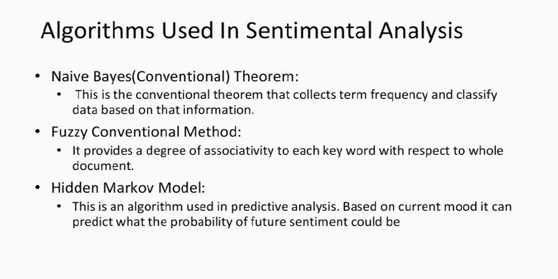The next one is the hidden Markov model. This is an algorithm used in predictive analysis. Based on the current mode, it can predict what the probability of future sentiment could be. So based on the current text, it can predict. Hence it is used in predictive analysis.